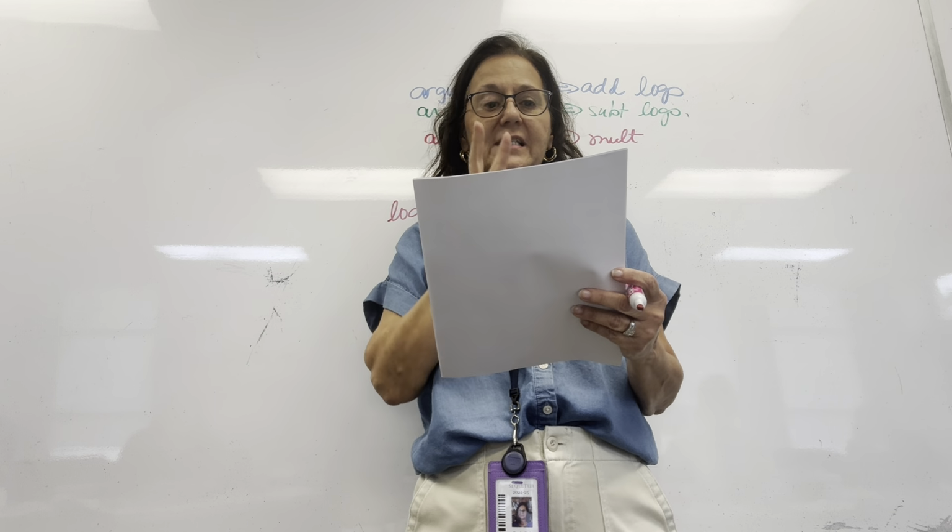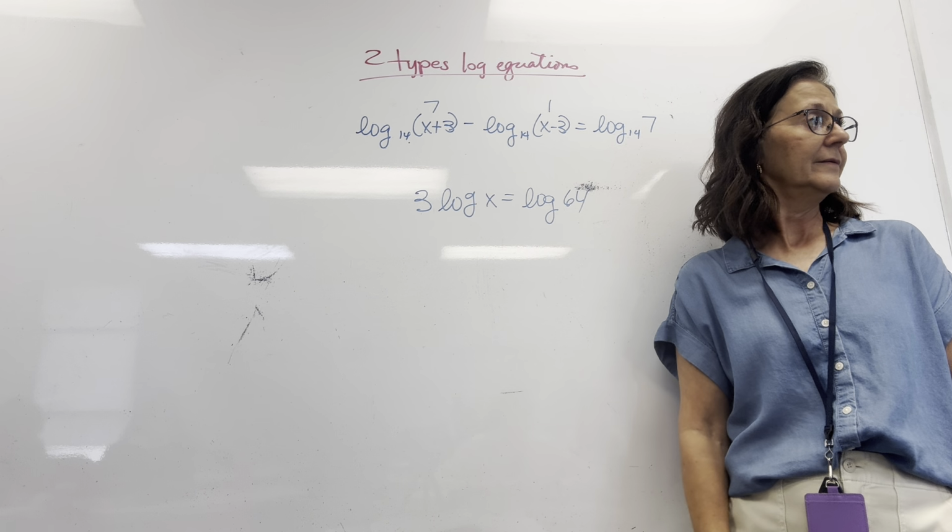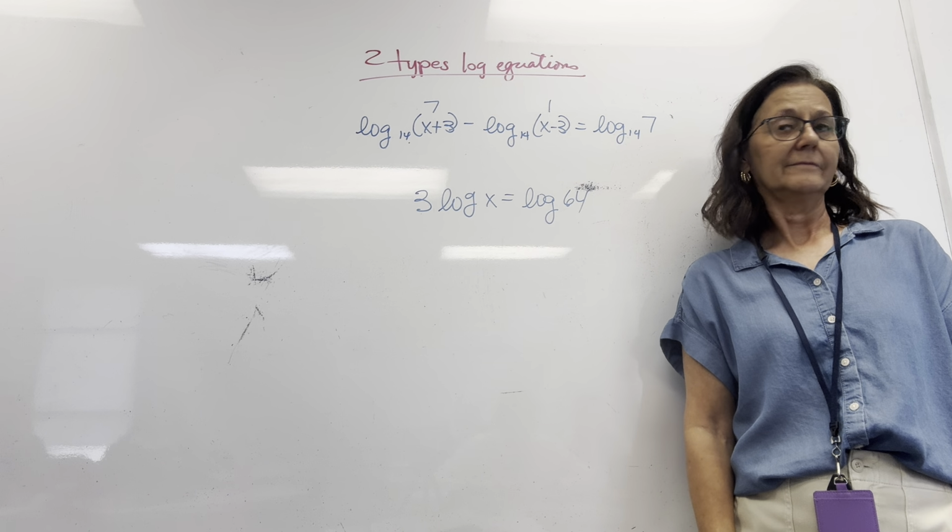All right, look at the last example. 3 log, they have b as the base. I'm just going to leave the base as 10. Equals the log of 64. What am I going to do with this 3? Put it back as an exponent. Log of x cubed equals the log of 64.